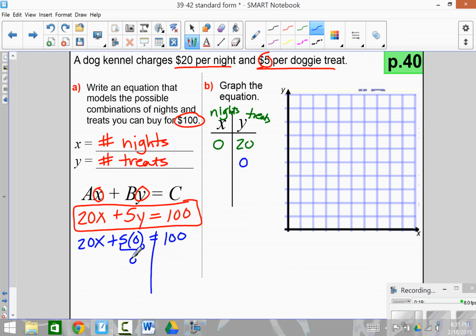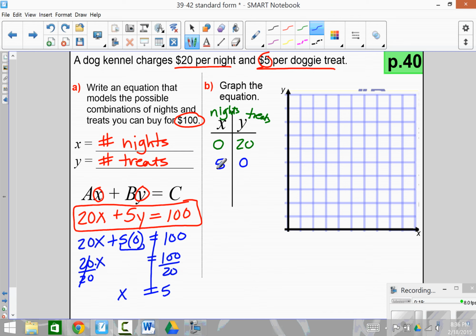Well, 5 times 0 is 0. Everything else stays the same here. So we have 20x plus 0 equals 100. Well, this plus 0 doesn't do anything for us. It's not useful at all, so let's go ahead and delete it. And let's undo this times 20 by dividing by 20. And we're going to get x equals 100 divided by 20, which is 5.